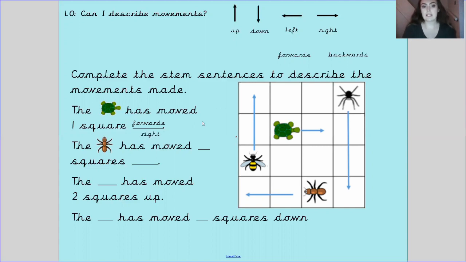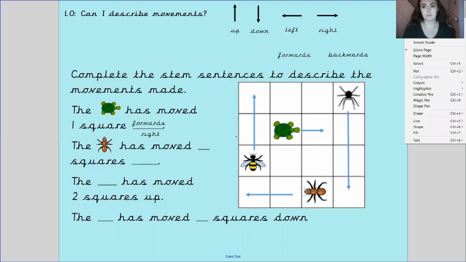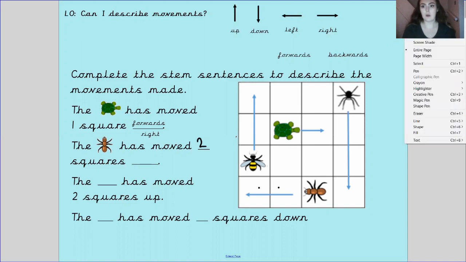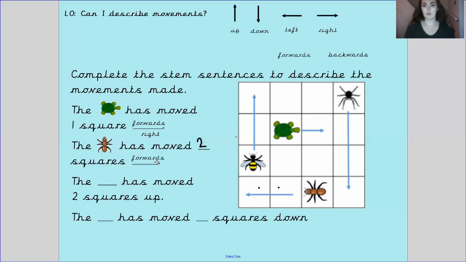The next one, the ant has moved how many squares in what direction? Pause the video and have a think. The ant has moved 2 squares, and he could either have moved forwards or, using your hands to show your lefts and your rights, he could have also moved 2 squares left.